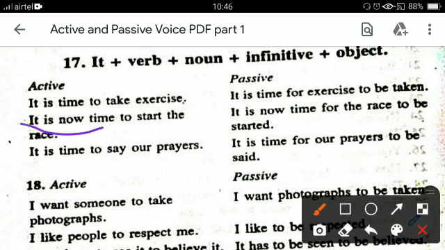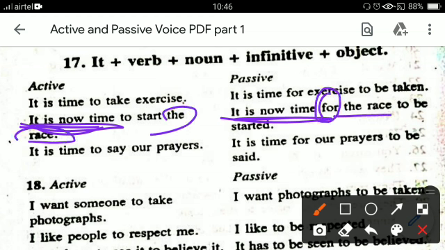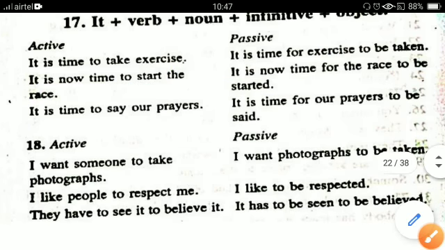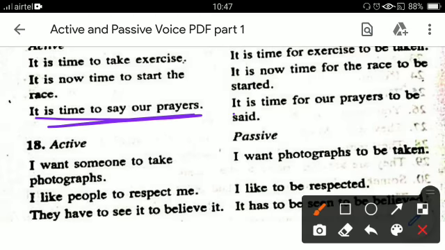But focus on these things. It is now time, it is now time, same as before. The race will be taken first with for the race. To start will become to be started. Okay, so it is time to say our prayers, it is time for our prayers to be said.